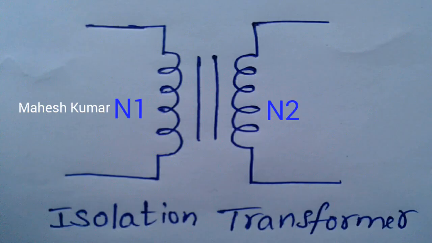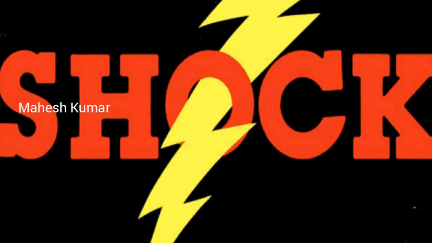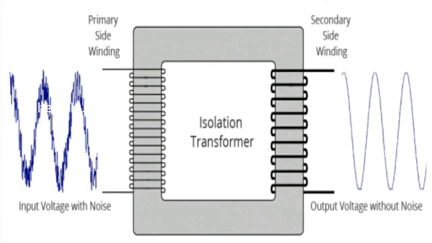Actually, the purpose of an isolation transformer is to protect the devices of electrical and electronic circuits from damage due to power fluctuations, and also to protect people from electric shocks and short circuits. In some of the sensitive devices, these types of transformers are used to suppress the electrical noise.